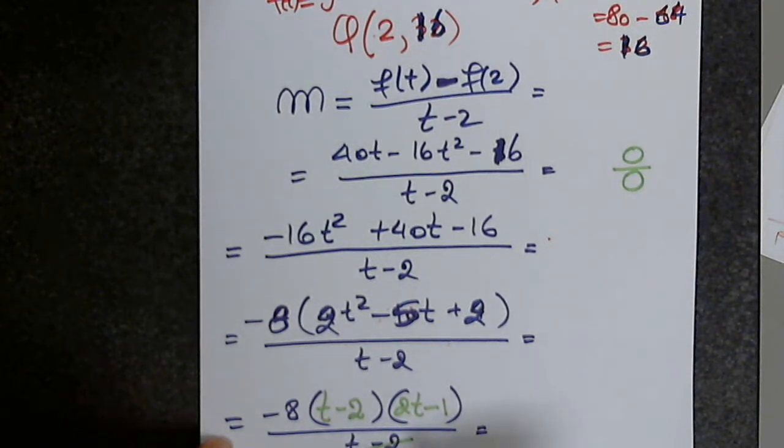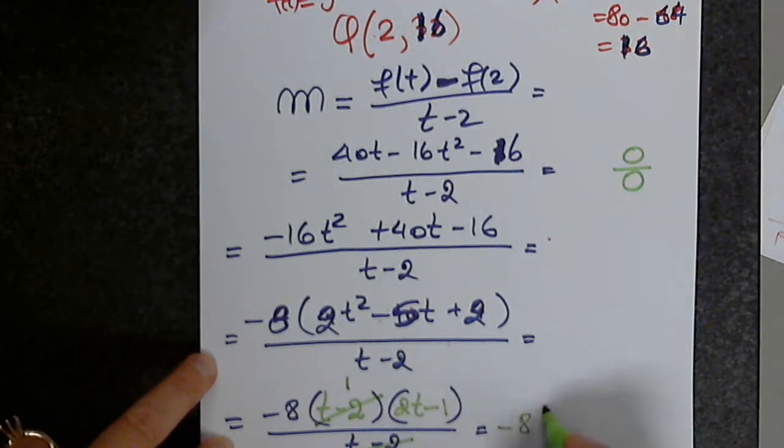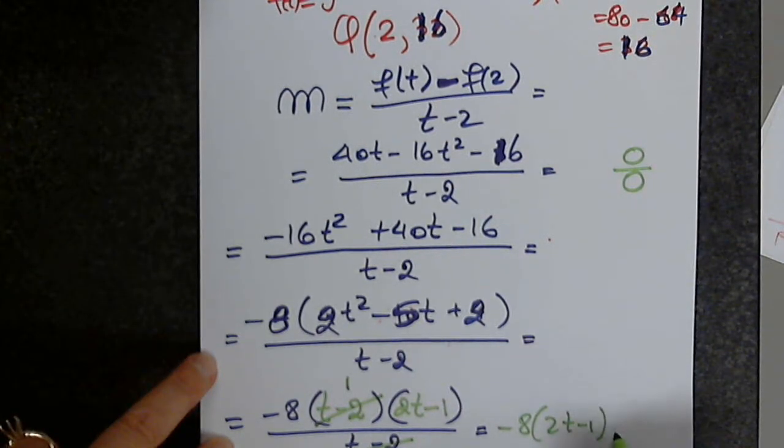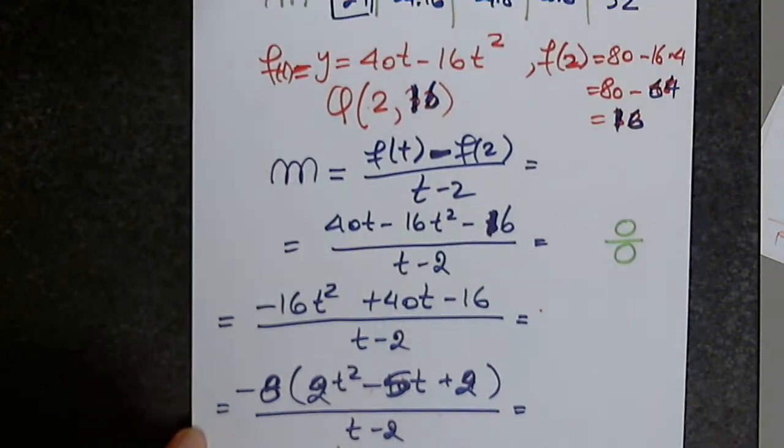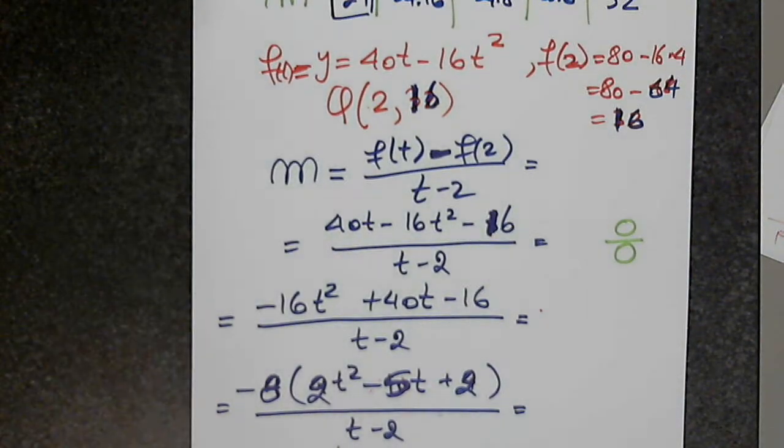And now I can simplify it. So the simplified form is negative 8, 2t minus 1. Now I would like you to plug in here. What do you think I'm going to ask you to plug in this expression? And what will you get? Without even performing any operation.